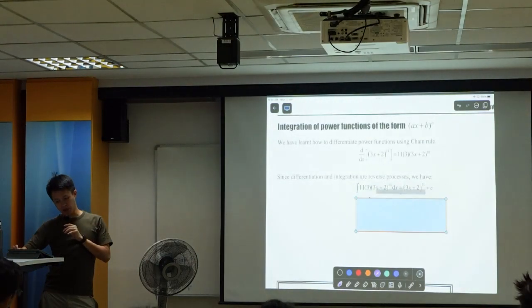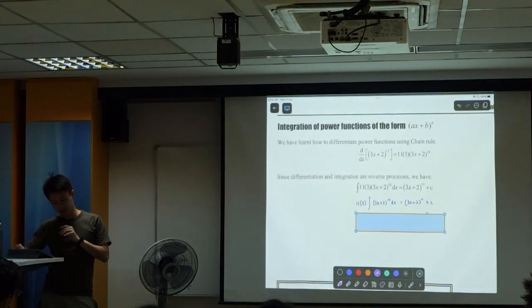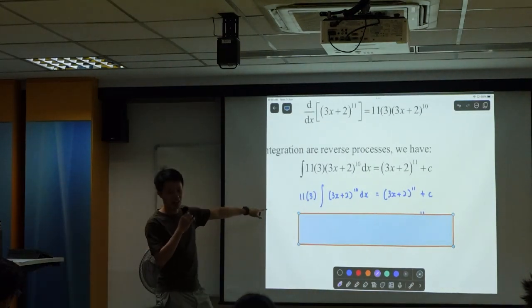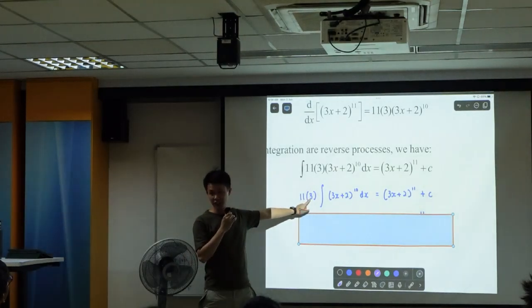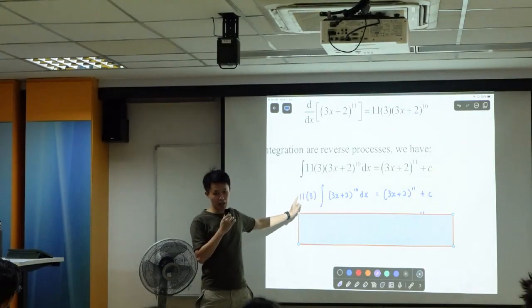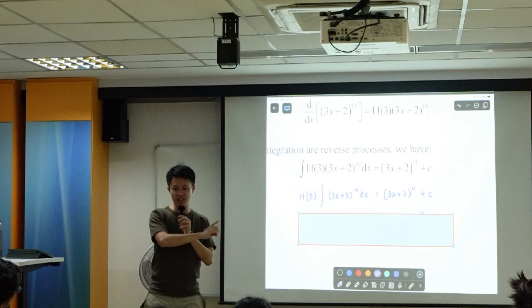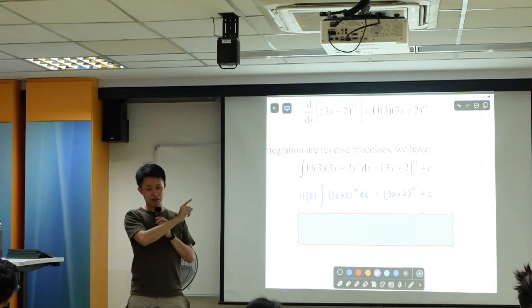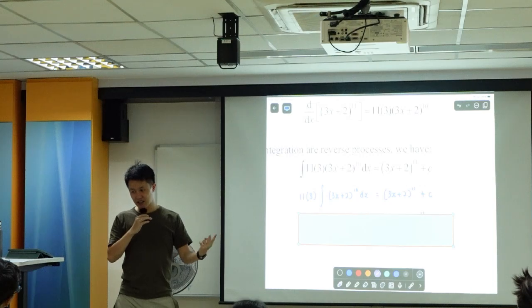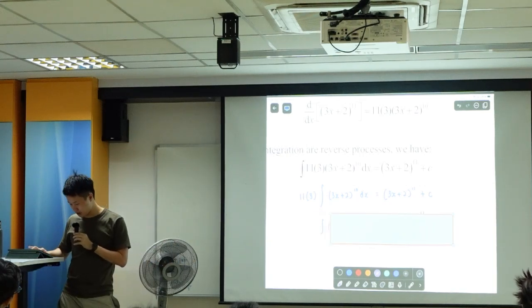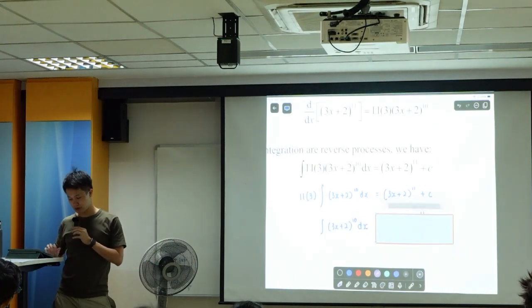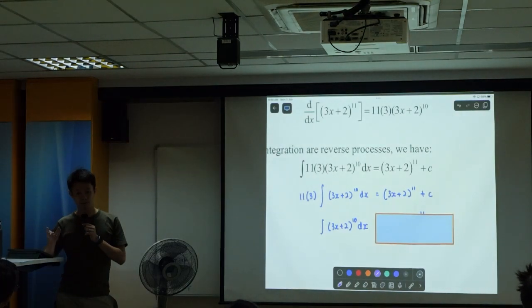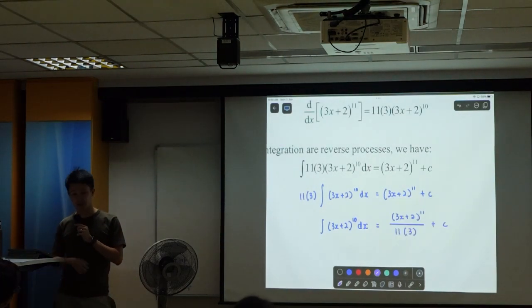Now, let's apply one of the laws of integration, which is that I can bring out the constants, 11 and 3, correct? So I bring them out. Now I'm going to treat this integration like an equation. I want to get rid of 11 times 3 on the left hand side, and I want it to look like this. How do I do that? I divide by 33.